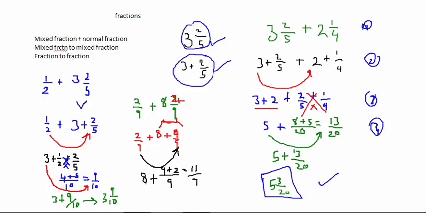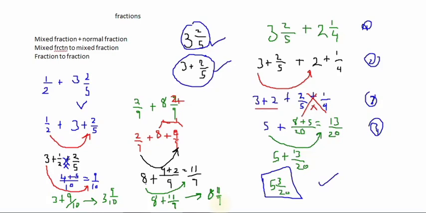And then we have 8 to add with 11 over 9. This is the same as 8 plus 11 over 9, which is the same as 8 whole number 11 all over 9. So this is what we got.